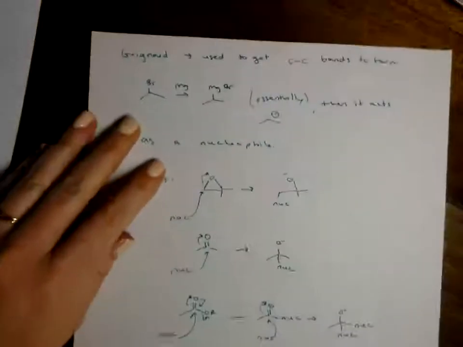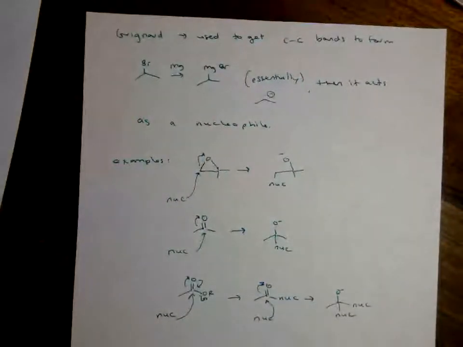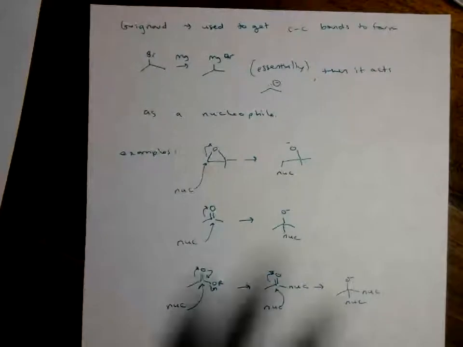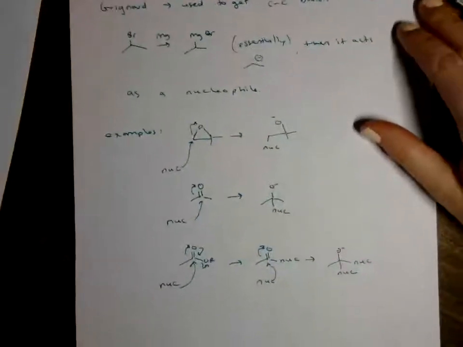And then the other thing I went over for chapter 12 was Grignard reagents. So Grignard is a way to get carbon-carbon bonds to form.